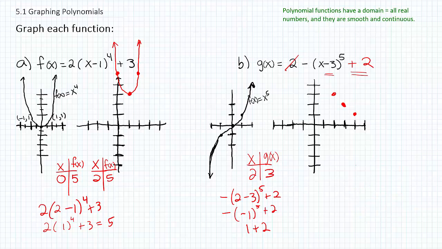All right, so let's try to connect these dots in a way that makes it look like the snake graph. So we kind of have this dropping down here, and then maybe it rotates through there, and there we have it. Okay, so that's basically our graph then in red, and that's essentially how to transform the graphs x to the 4th and x to the 5th.